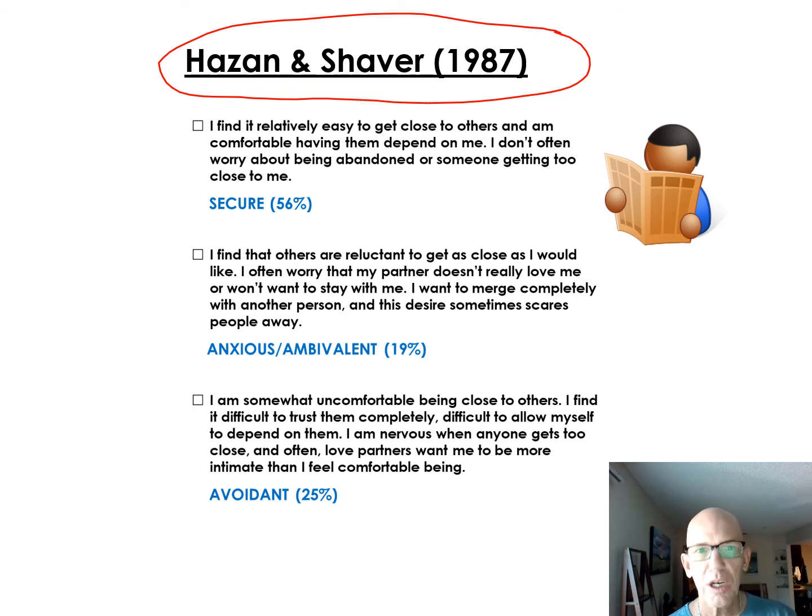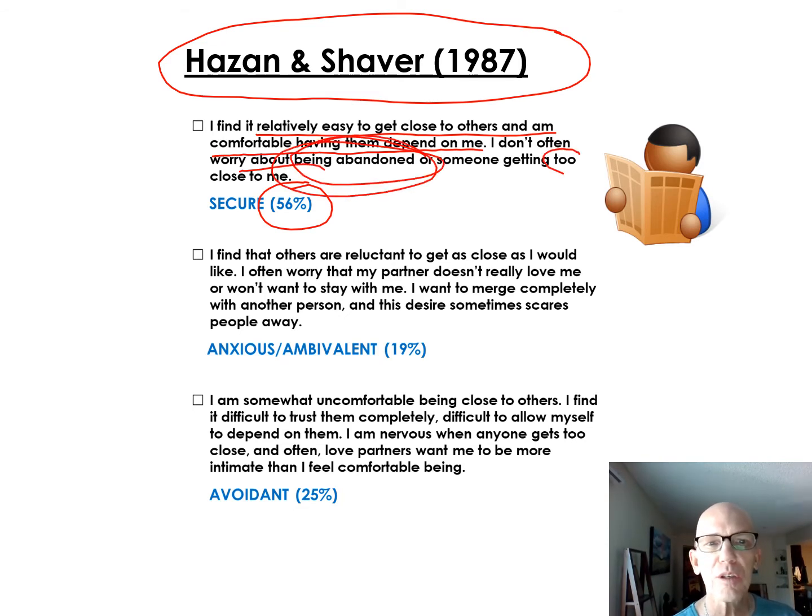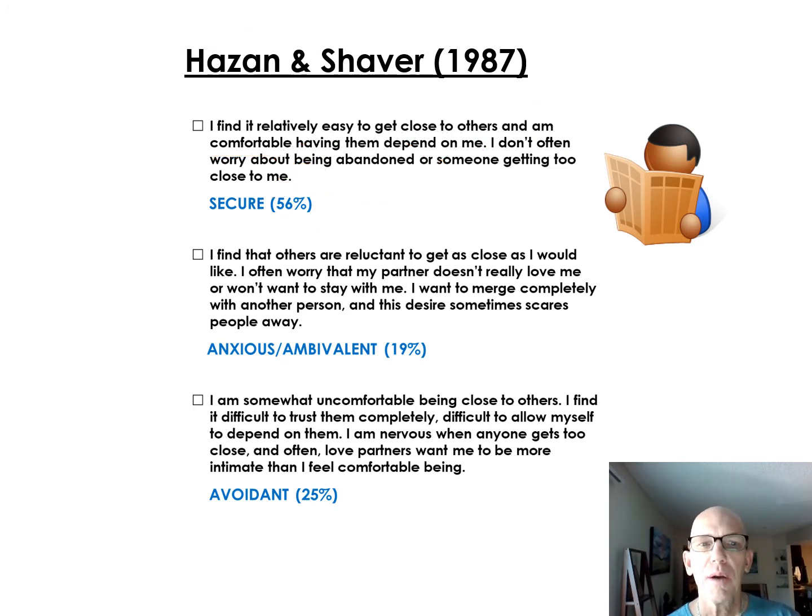The first one describes secure, and 56% of the people picked that. I won't ask you that on the test. The good news is more than half of the people are secure. The bad news is 44% of the people are not secure. Okay, so I find it relatively easy to get close to others. They can depend upon me. I don't worry about being abandoned or someone getting too close to me. Okay, so that's what it should be, the ideal.